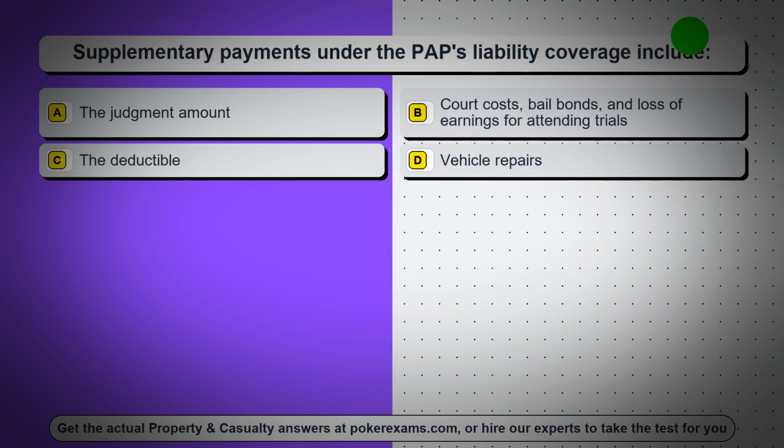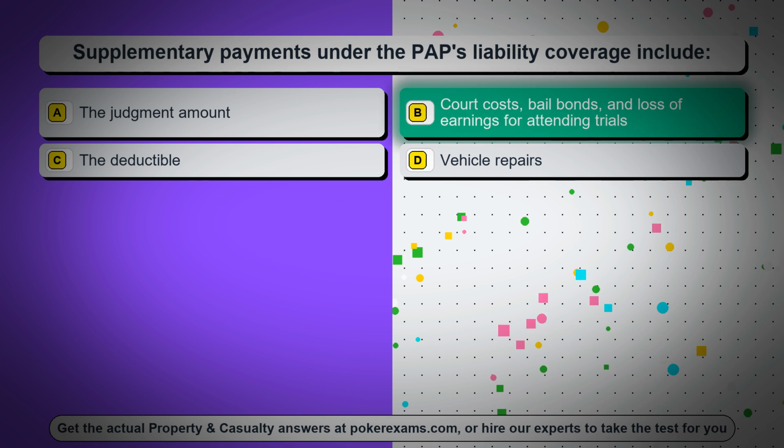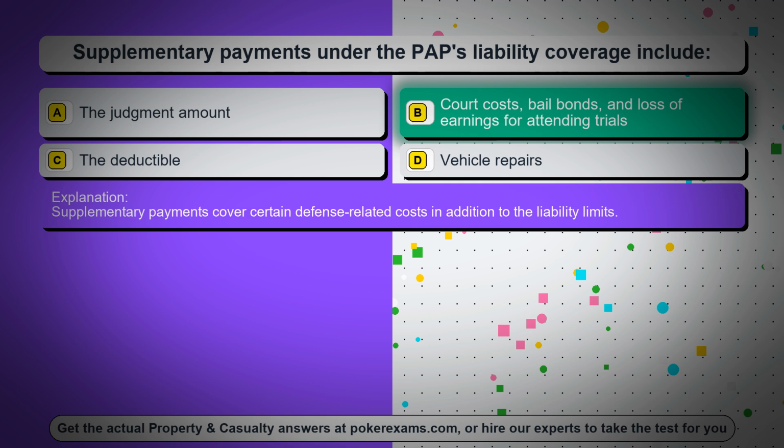Question 6. Supplementary payments under the PAP's liability coverage include, option A, the judgment amount, option B, court costs, bail bonds, and loss of earnings for attending trials, option C, the deductible, option D, vehicle repairs. The correct answer is option B, court costs, bail bonds, and loss of earnings for attending trials. Supplementary payments cover certain defense-related costs in addition to the liability limits.